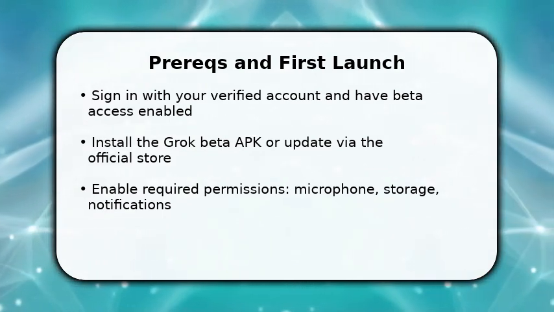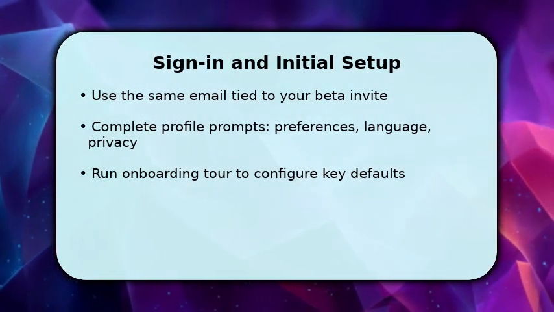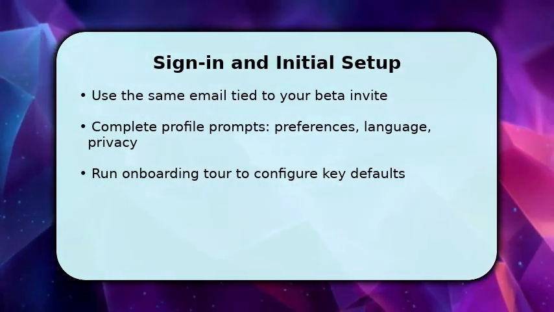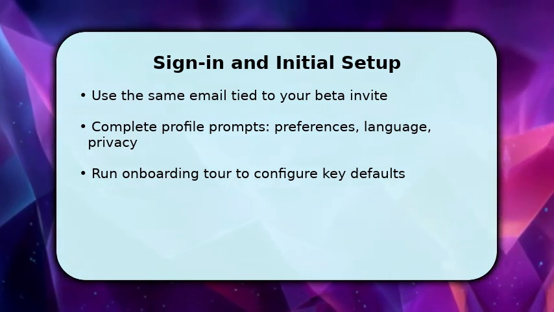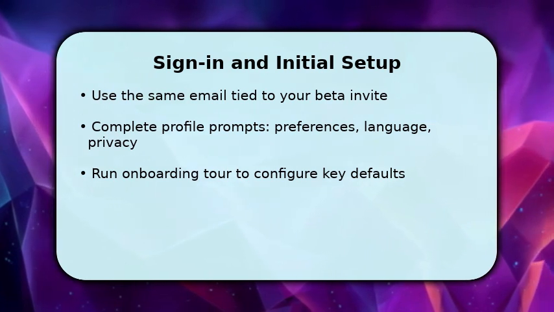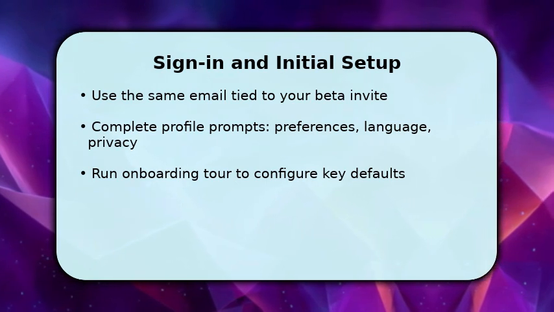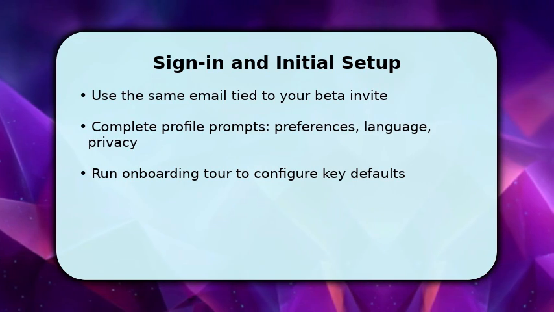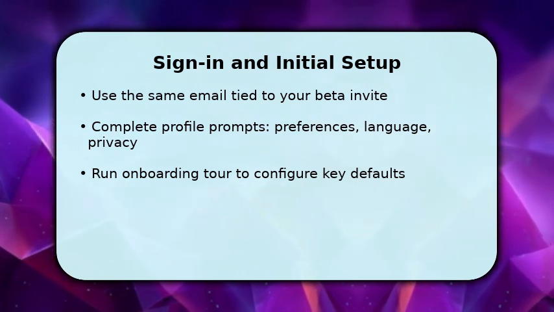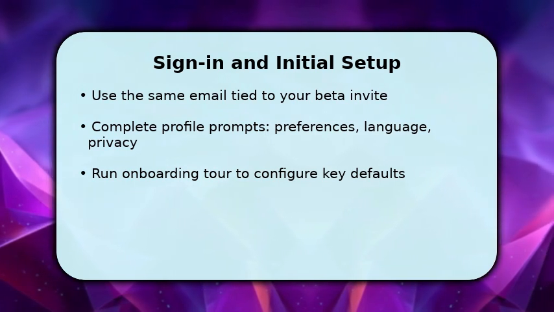You will complete sign-in using the email associated with your beta invite so data syncs properly. Once authenticated, the app guides you through profile and preference settings. Choose language, content filters, and privacy options to shape responses. Then run the onboarding tour to set default behaviors like voice activation and response length. This saves time later. If you want different defaults later, go to settings and tweak them. These steps tailor Grok to your needs and improve.